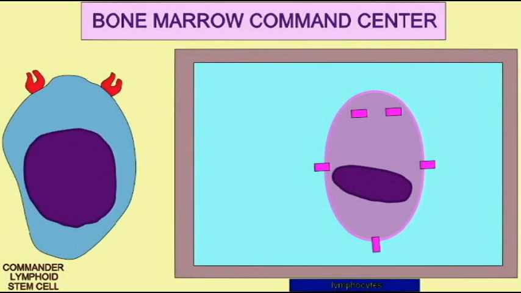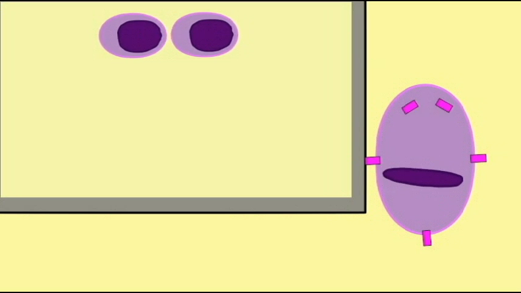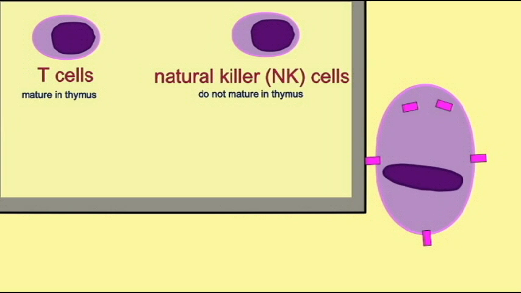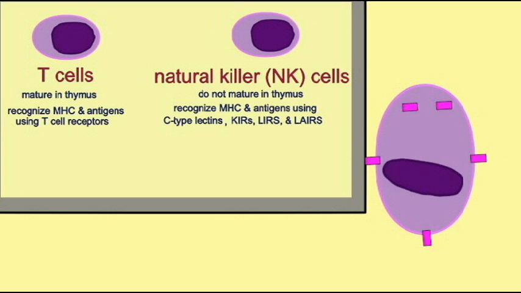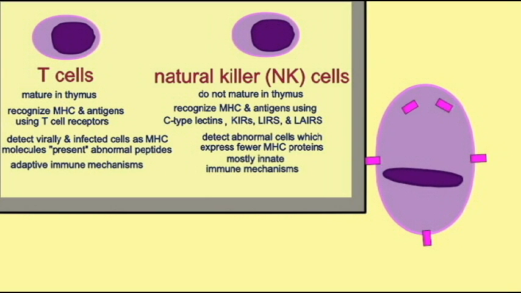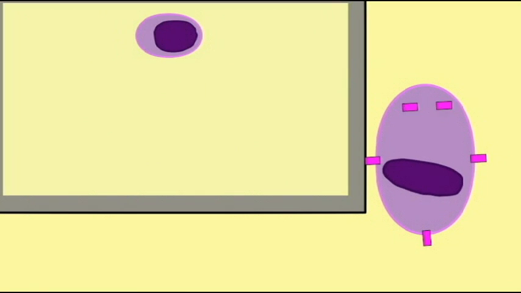Okay, so we've got the T lymphocytes and the B lymphocytes. Wait, who the heck are you? Yes, well, I'm a very interesting cell. I am a natural killer cell, or an NK cell. I have a lot in common with the T lymphocytes, the cytotoxic cells which can kill cancer cells and virally infected cells. Both of us interact with MHC proteins. Both of us use perforins to kill cancer cells and virally infected cells. Neither of us perform phagocytosis. So I am their cousin, if you will.